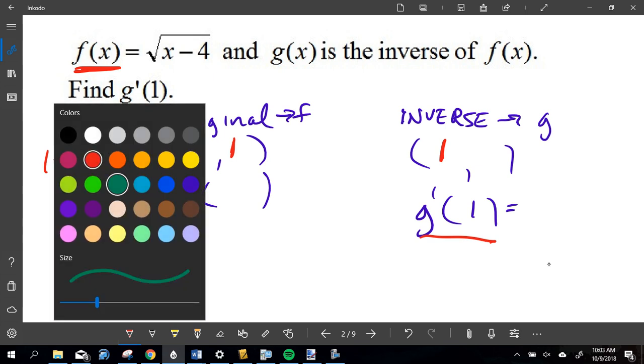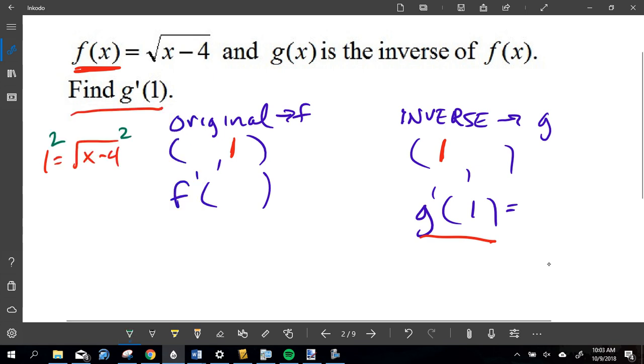So to get rid of the square root, I'm going to square both sides. To get rid of the negative 4, I'm going to add 4. What's my X value going to be? So this is 5. If that's 5, then the Y value over there is 5. And if that's 5, I want to know the derivative at 5 because I always want to take the derivative of X values. So what I need here is to find F prime at 5.